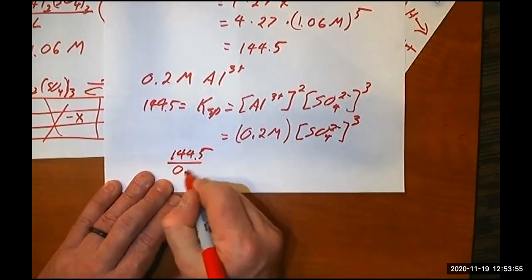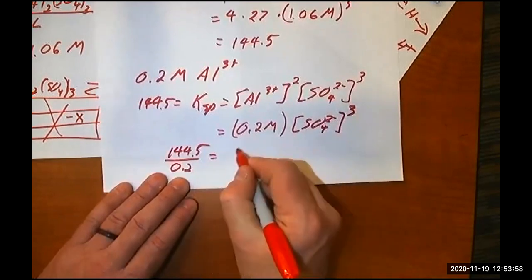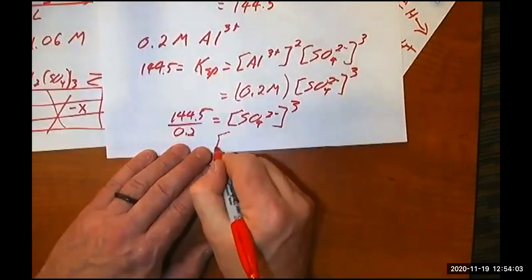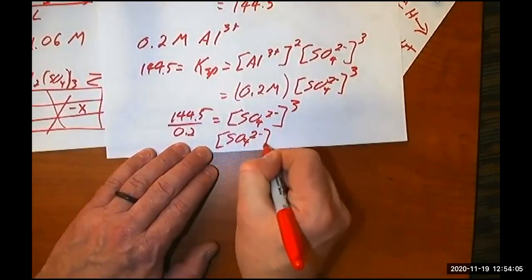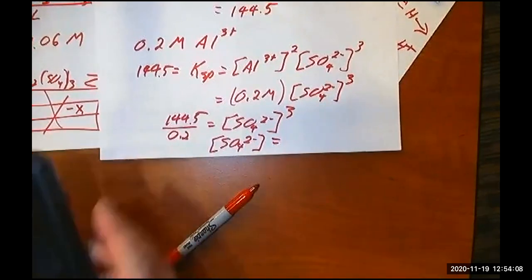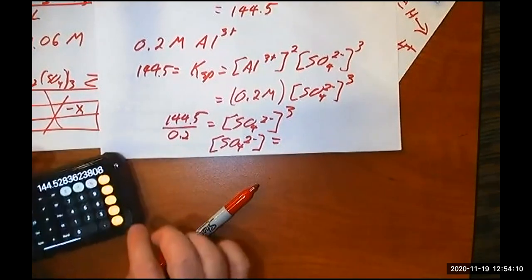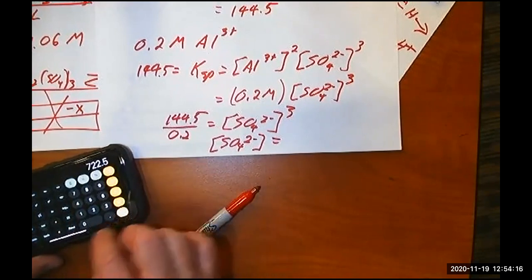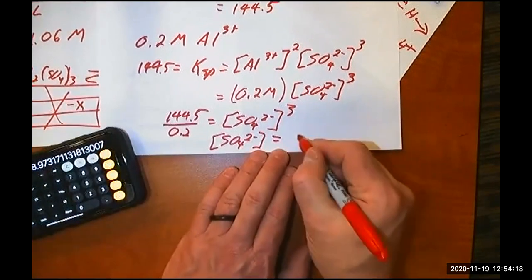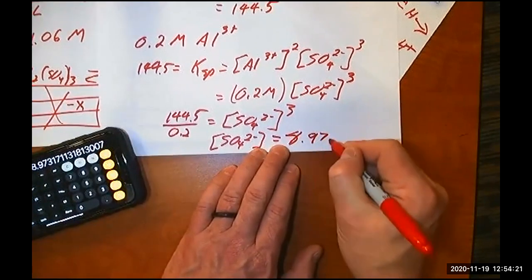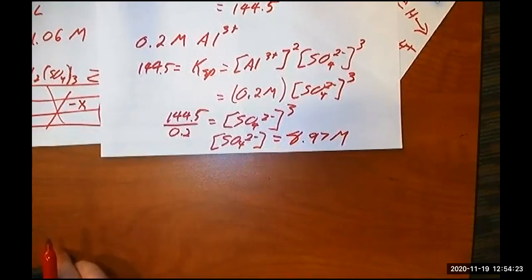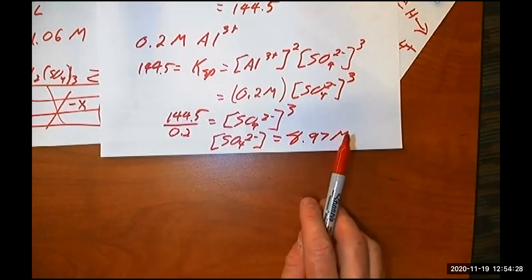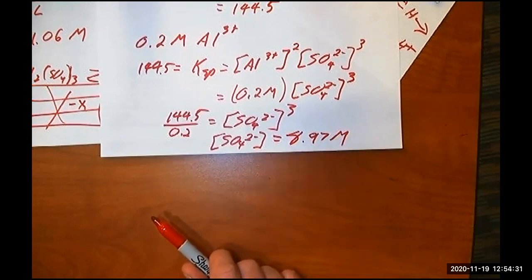So 144.5 divided by 0.2 equals SO4 2- cubed. And so SO4 2- is going to equal 144.5 divided by 0.2 and take the cube root. We would need 8.97 molar, which is pretty darn high. So the answer might be you can't do it. We'd have to see. What's that? Did I not do the 0.2 right?